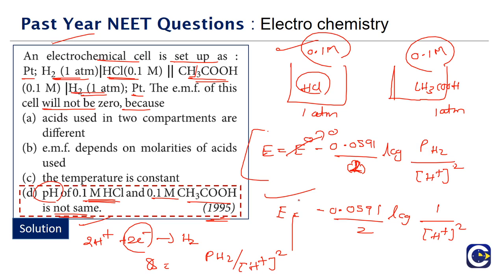The H+ ion concentration, which we also express in terms of pH, because what is pH? Minus log of H+ ion concentration. So the H+ ion concentration, or the pH value, for the HCl side and the acetic acid side will be different. That's why the electrode potentials will not match.